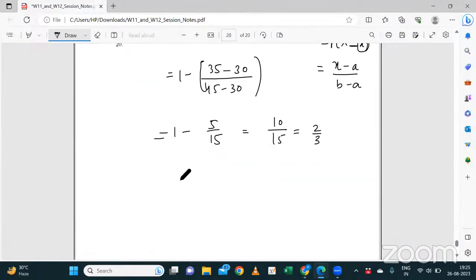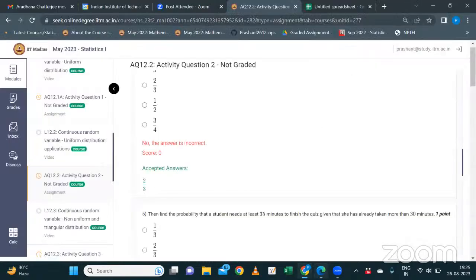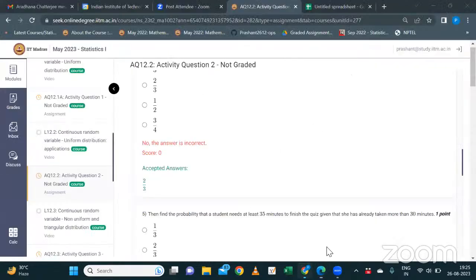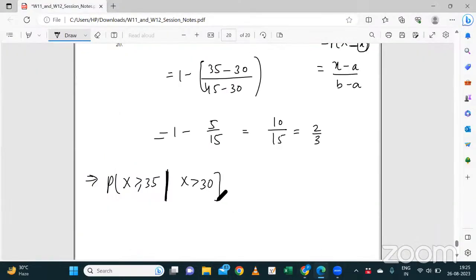It's a conditional probability. People make mistakes here. Probability that a student needs at least 35 minutes, given that he has already taken more than 30 minutes. That means X is greater than 30. What is the meaning of more than? Greater than 30. That's what I have written.